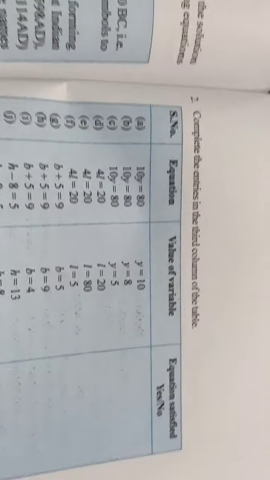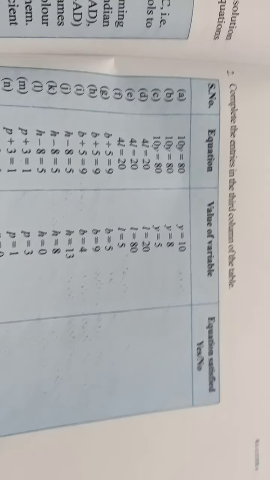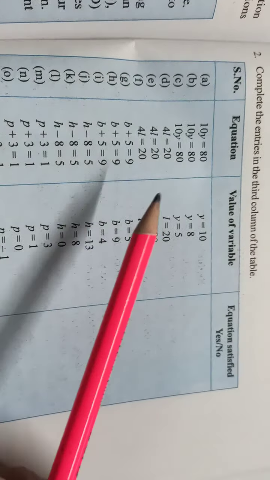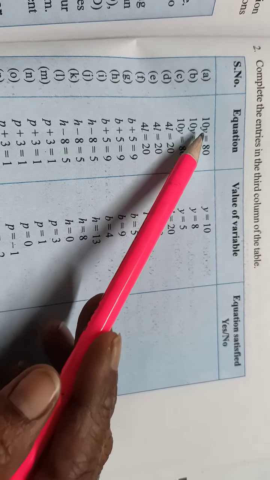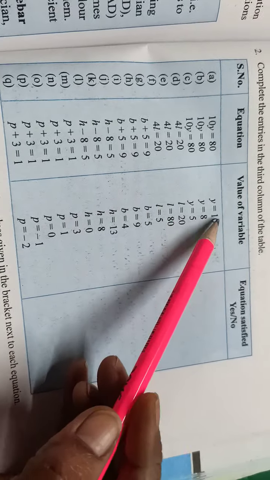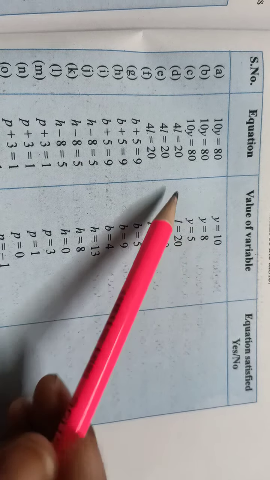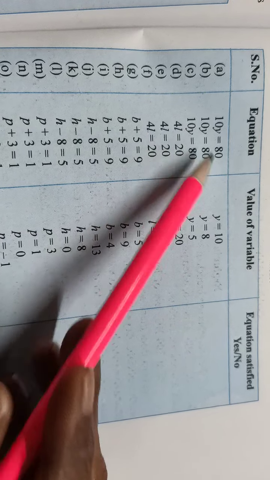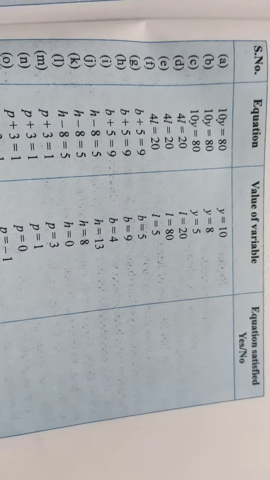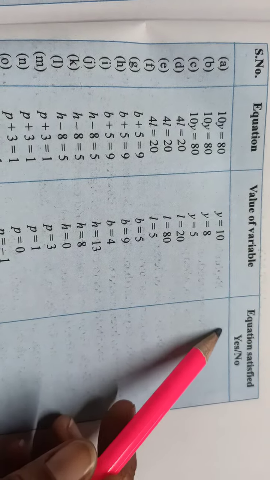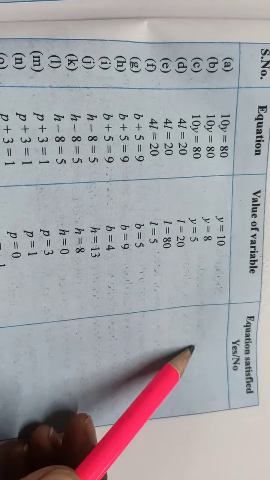Complete the entries in the third column. So students, here you have given some equations and whatever variables are there, according to that the values of the variable are also given. Now whether this value satisfies the given condition, that we have to check. If it satisfies, then we have to write in the third column yes. If not, then we have to write no.